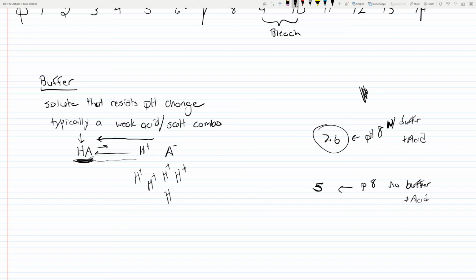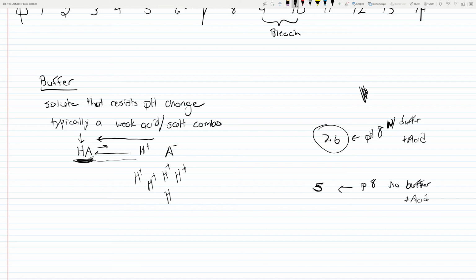The pH did change. Don't let anybody tell you that with a buffer you can't change the pH. You can totally change the pH, but it's not as drastic. If I add an acid to a non-buffered system, I'm going to get radical changes in pH. But if I add the acid to a buffered system, I'm going to get much less radical changes. And that's the only thing I want you to remember about buffers.